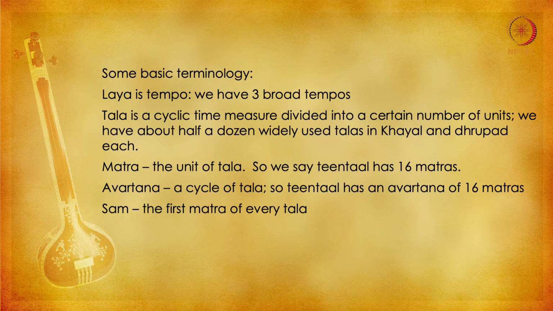Now, avartana is every cycle of tala is called one avartana. So we can say Teen Tal has an avartana of 16 matras. And then we have sam, which is the first matra of every tal, and it is particularly important in the presentation of khayal or dhrupad or instrumental music for that matter.